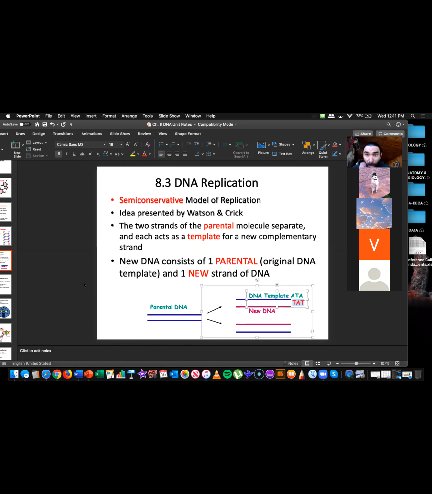Okay, so all we're doing is we're unzipping a parental DNA, and if the DNA template reads ATA, we're just matching up according to our base pair rules to make the other half, which in this case would be TAT. Does that make sense so far, guys? Yes. Okay, very good, thank you.